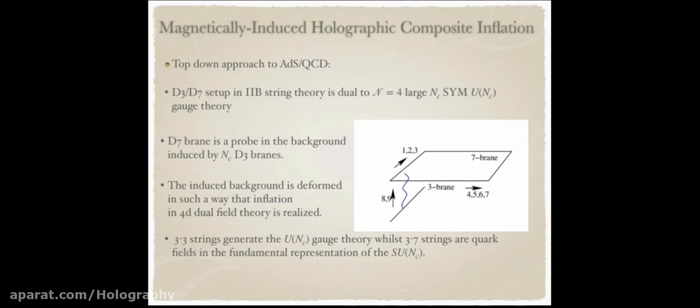The setup of the theory is largely inspired by the AdS/QCD correspondence. In this setup, you have a D3-D7 setup in type IIB string theory, which is dual to N=4 large N_c super Yang-Mills with N_c gauge theory. The D7 brane is a probe in the background, which is induced by the N_c D3-branes. We want to know how one should deform the background such that inflation is realized. Strings stretched between the stack of D3-branes generate the SU(N_c) gauge theory, and the 3-7 strings are quark fields in the fundamental representation of SU(N_c).